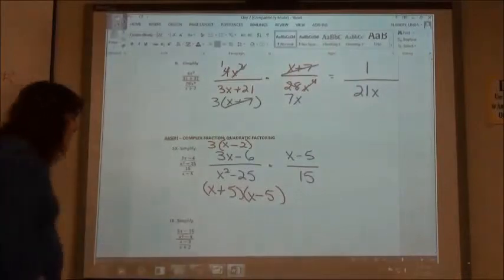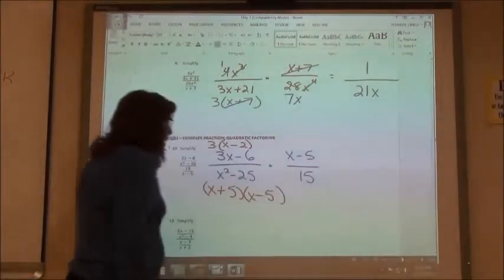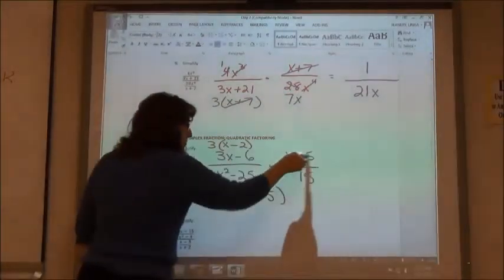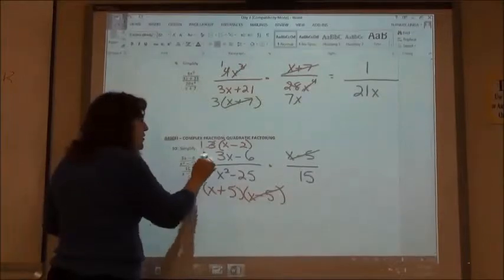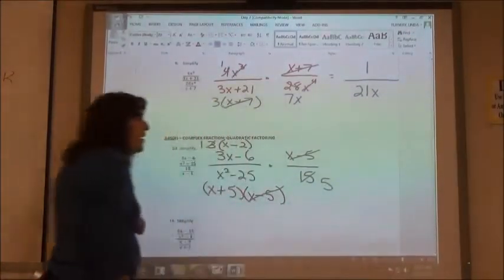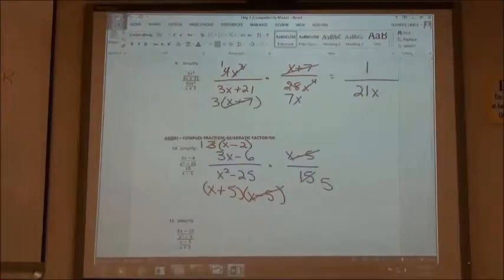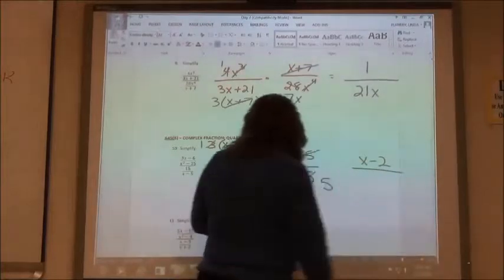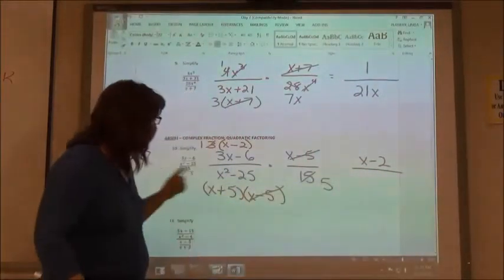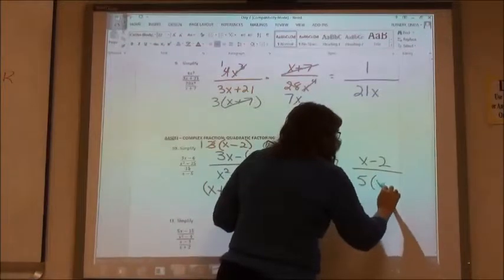We're going to go to our canceling. We can cancel out the x minus 5's, right? We can also reduce the 3 with the 15. 3 goes into here once and into 15 5 times. So on top, the only thing we're left with is the x minus 2, because we don't need to write 1 times x minus 2. On the bottom, we have the 5 and the x plus 5. So 5 times x plus 5.